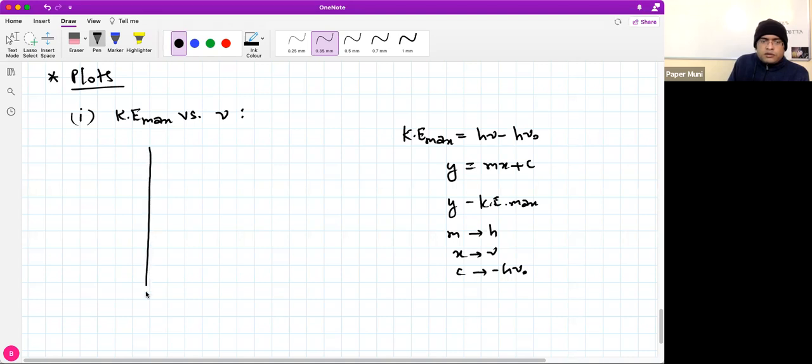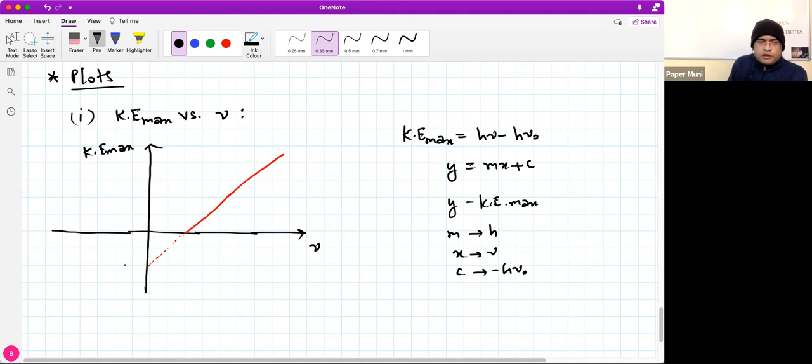Now if we plot this, it will be a straight line. This is nu, and we have the line like this. The dotted part we won't be able to see. This is the plot you obtain if you do the experiment for the stopping potential case, so it has the same graph as the stopping potential. This intercept is minus h nu naught, the slope of this graph gives you the value of h, and this point is the threshold frequency.